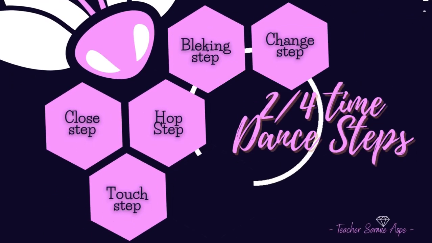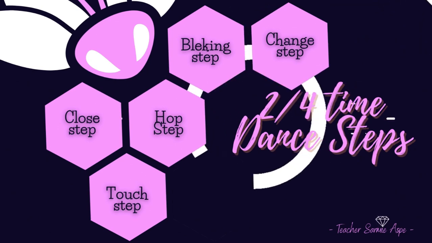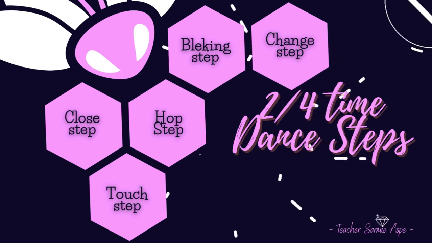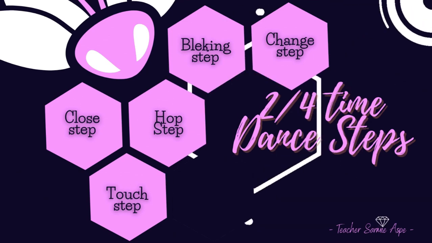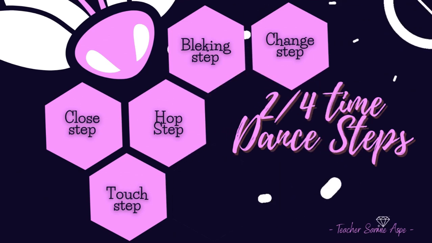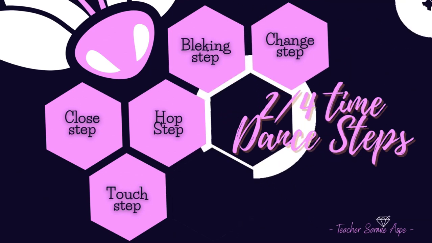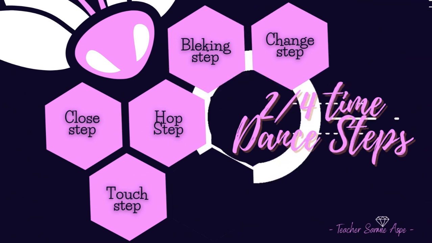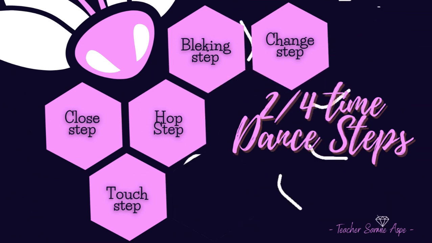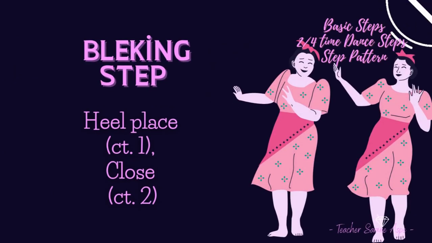Here are the following examples: brushing step, change step, close step, hop step, touch step. For the next slides, try to execute the different examples of 2 for time dance steps. Let us begin with brushing step using the step pattern: heel place, count 1, close, count 2.